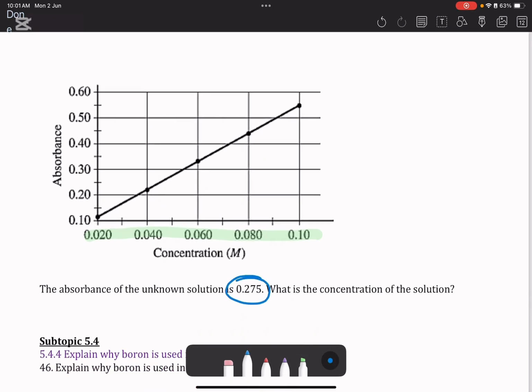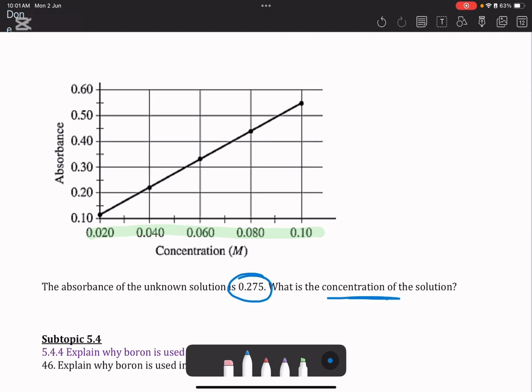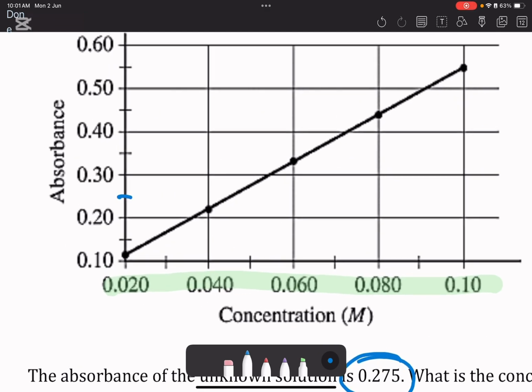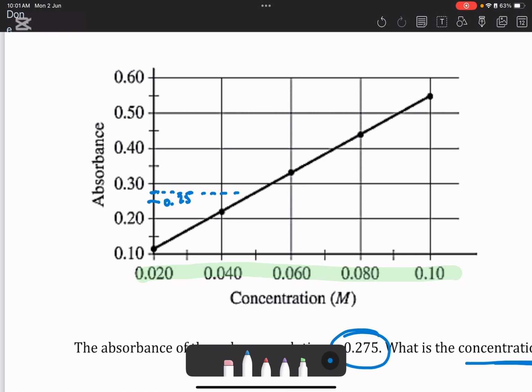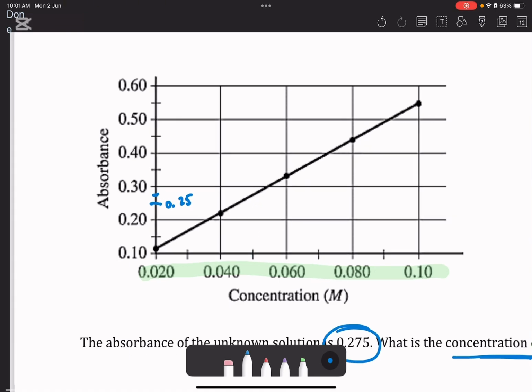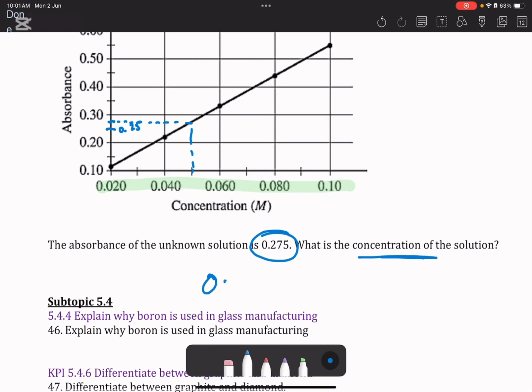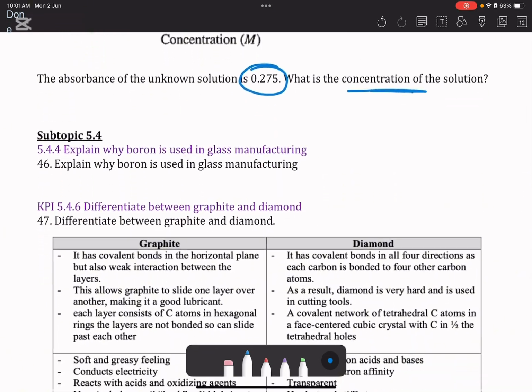So what is the concentration at this absorbance? So we're basically dealing here. This is 0.25, and probably this is 0.273. So the absorbance is almost 0.05 molar.